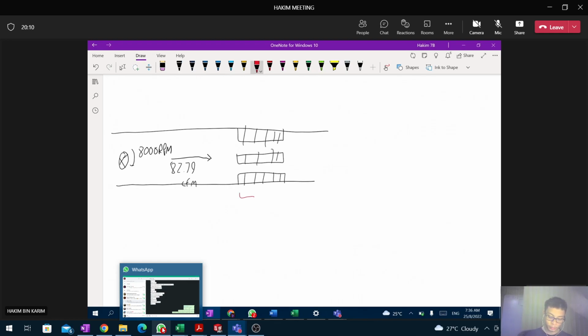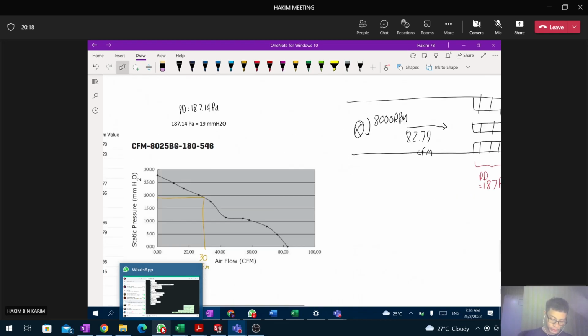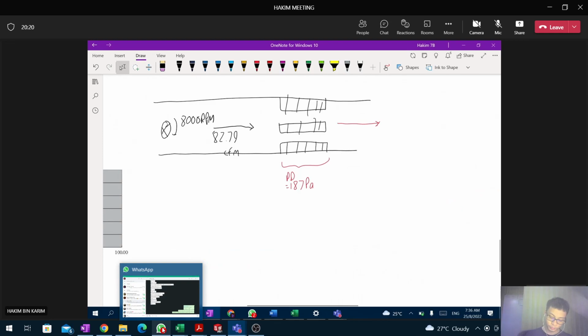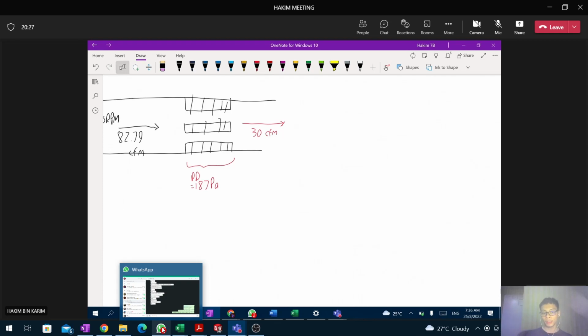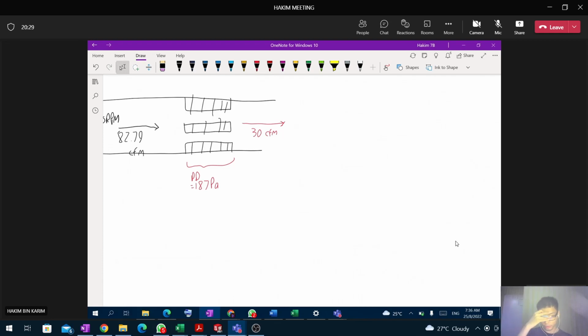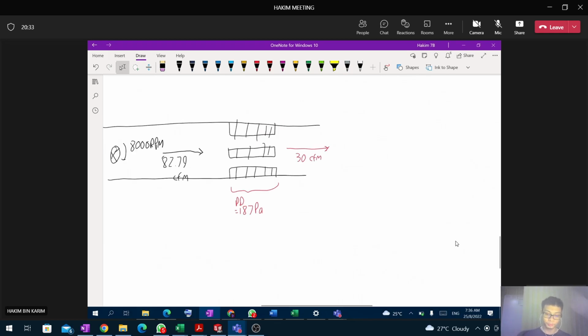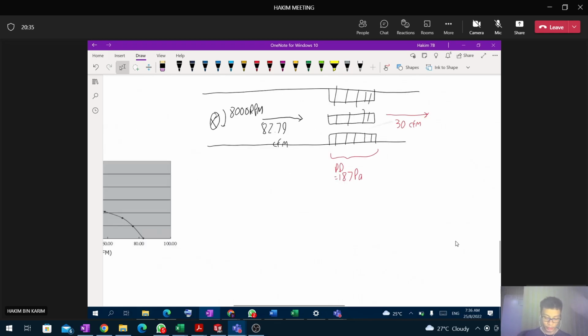So pressure drop is how much? 187 Pascal. And the airflow at the outlet is only 30 CFM. Almost enough, because we need 35 CFM of supply air to travel through the ventilation to be supplied to the room. Almost enough.